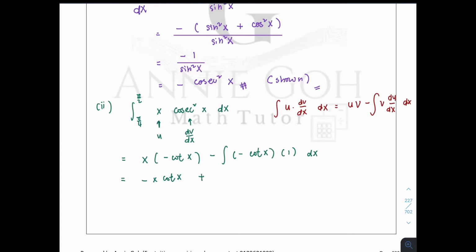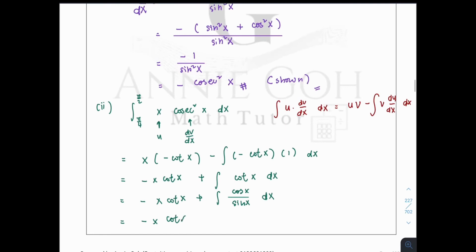And for the second part, you will need to integrate the cotangent x. So how to integrate the cotangent x? To integrate cotangent x, you will need to split the cotangent x into cos x over sin x. And to integrate this, you got to integrate by using ln. To integrate by using ln, the upper part must be what you differentiate from the bottom. So when you differentiate bottom sine, you get cos.